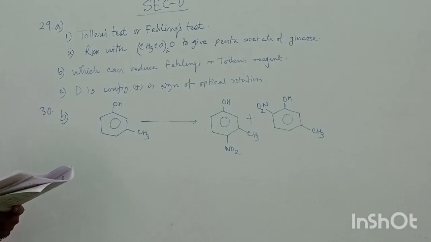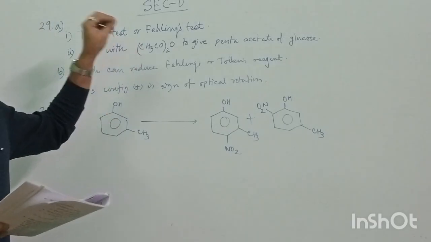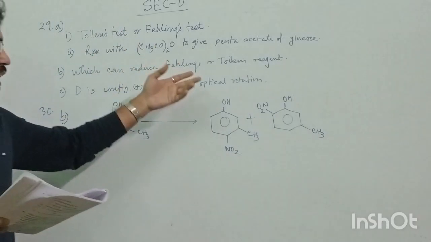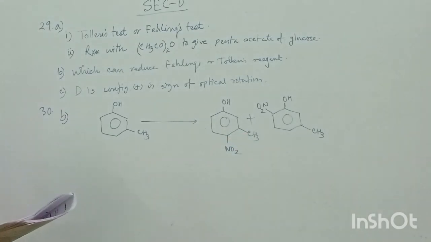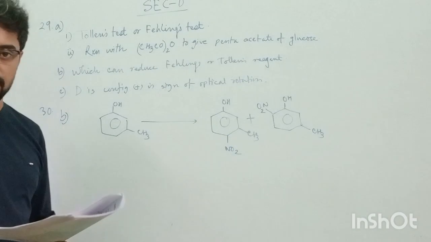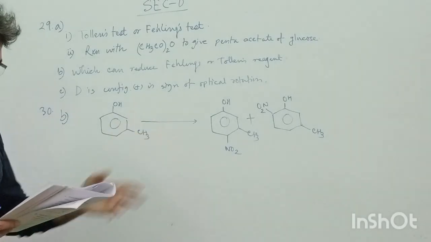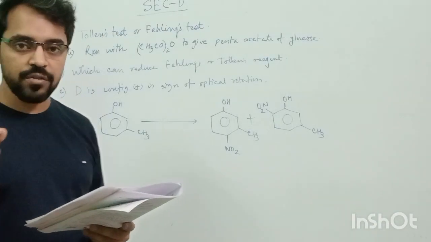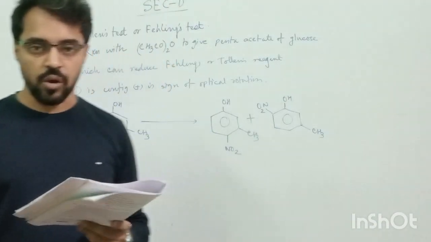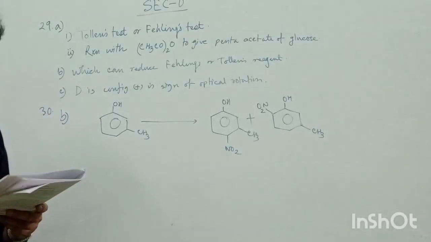Next is to prove that glucose has 5 OH groups in it. If we react glucose with acetic anhydride, we will get the pentaacetate form of glucose. So that supports that glucose has 5 OH groups. What type of carbohydrates are called reducing sugars? Those carbohydrates which can reduce Fehling's and Tollens' reagent, basically Fehling's solution.